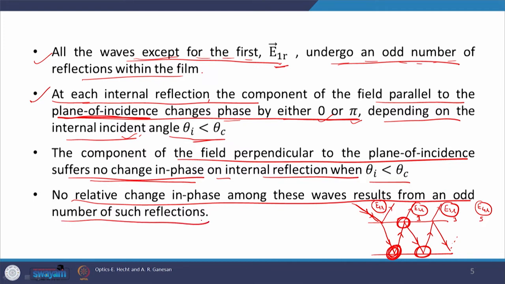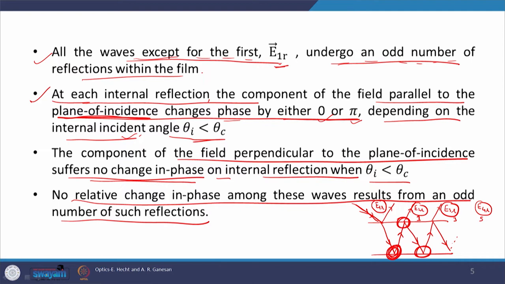Let me reframe it. E1R is the reflection when the wave falls on the film interface from air. It is the first interface separating the rarer medium from the denser medium, and the wave is coming from the rarer medium. Therefore, E1R will suffer a phase shift of pi. Now, E2R suffers only one reflection. Similarly, E3R suffers three reflections. There are odd numbers of reflections.